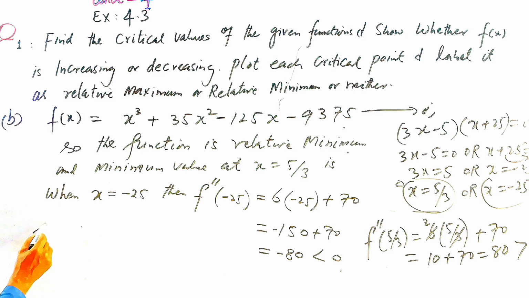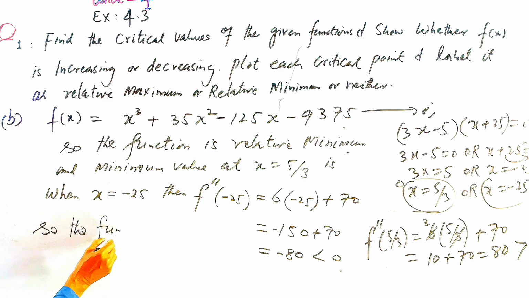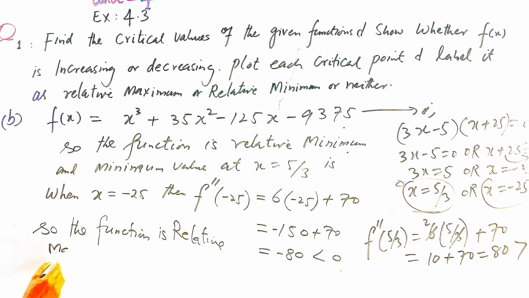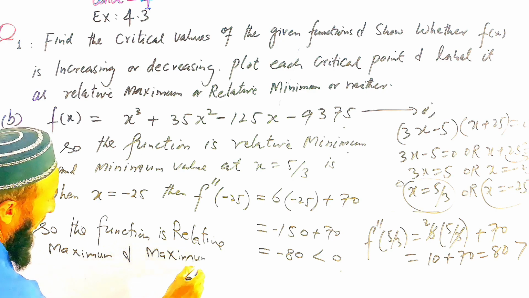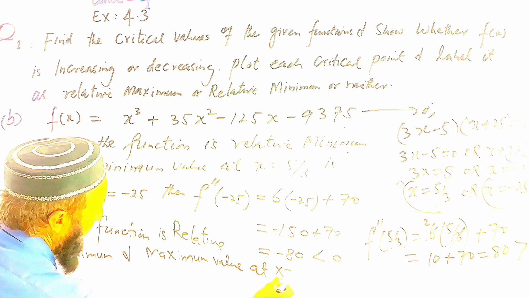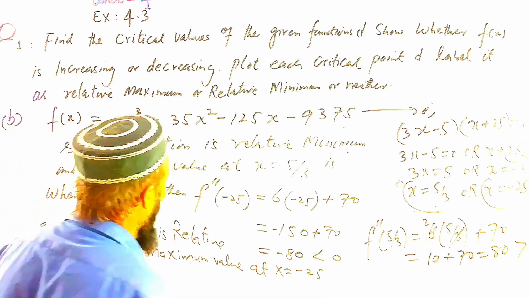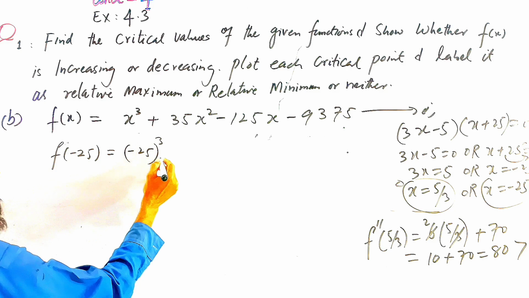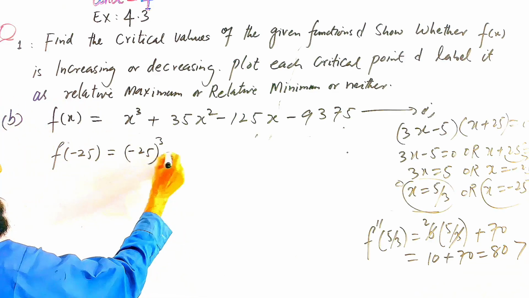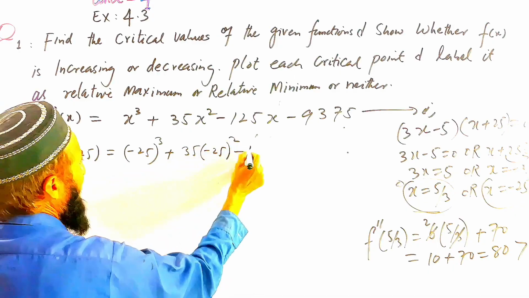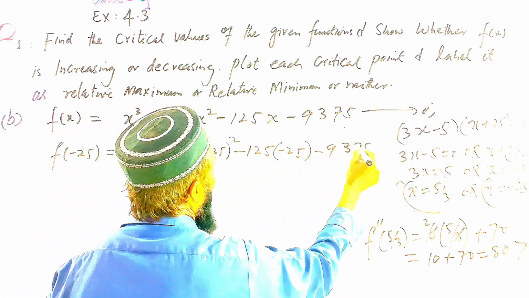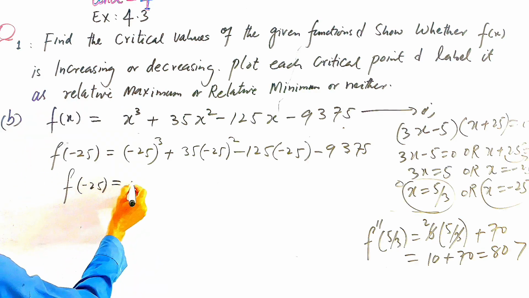So the function has a relative maximum, and the maximum value at x is equal to minus 25. f of minus 25 is equal to minus 25 whole cube plus 35 times minus 25 whole square minus 125 times minus 25 minus 9375. So if we simplify, we get the value.